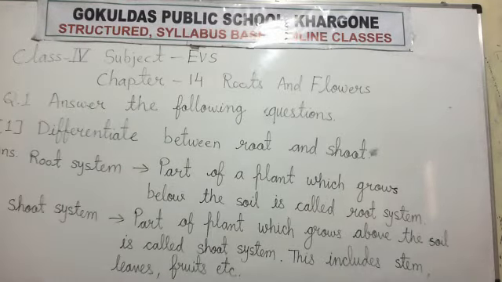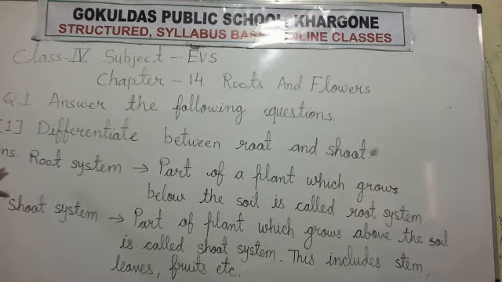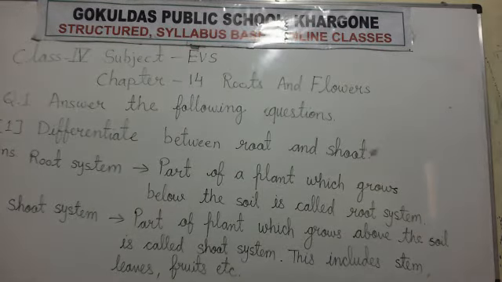What are we asking in the question? Differentiate between root and shoot. Means you have to write the difference between the root system and the shoot system. Clear? First we write about the root. Part of a plant which grows below the soil is called root system. Now the second one is shoot system. Part of a plant which grows above the soil is called shoot system. This includes stem, leaves, fruits, etc. Clear? So this is the answer number 1.